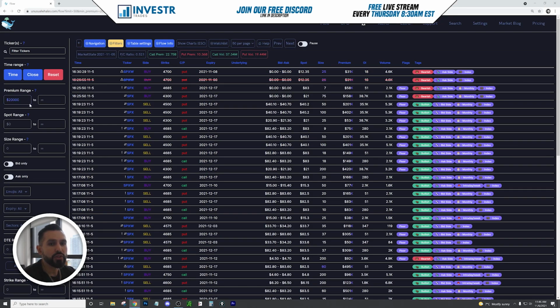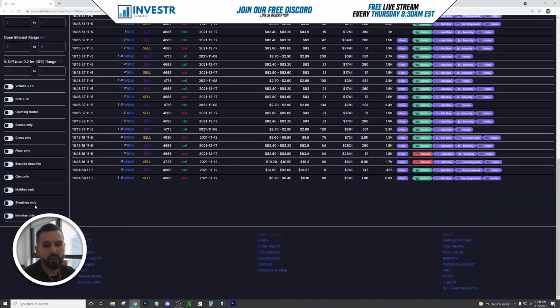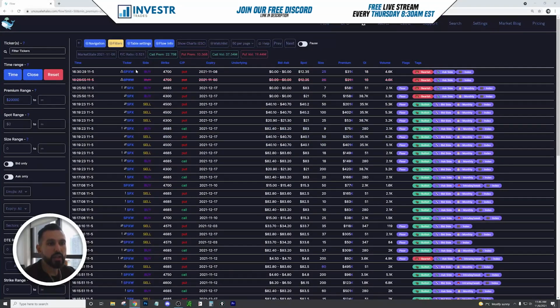So this tells me what? This gives me the ability to search for premiums that are above 20K and takes away anything that is less than $20,000 and just shows me premiums that are above $20,000. So this right here is going to be my first tab, and there's no other filters that I put in here. Everything else is as standard as it comes, and I'm looking at 20,000 and above.